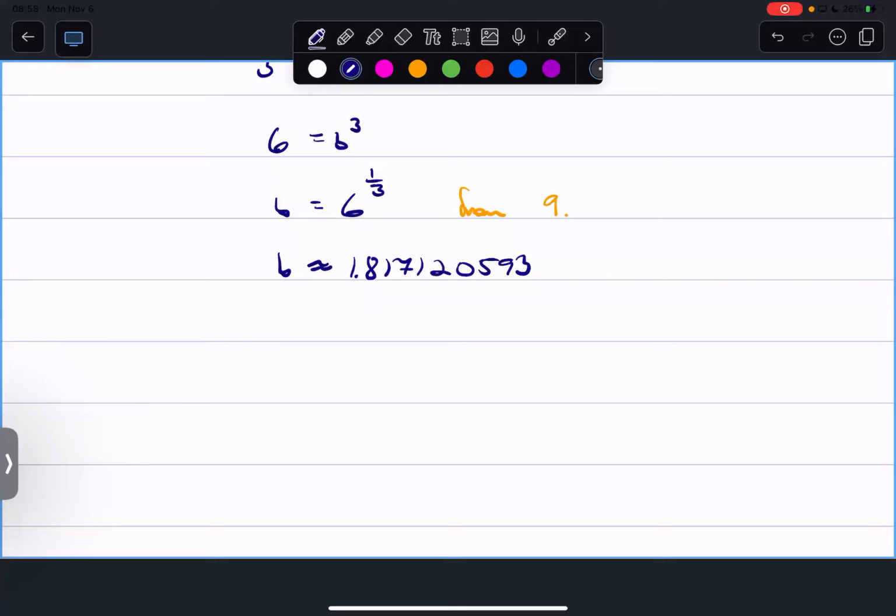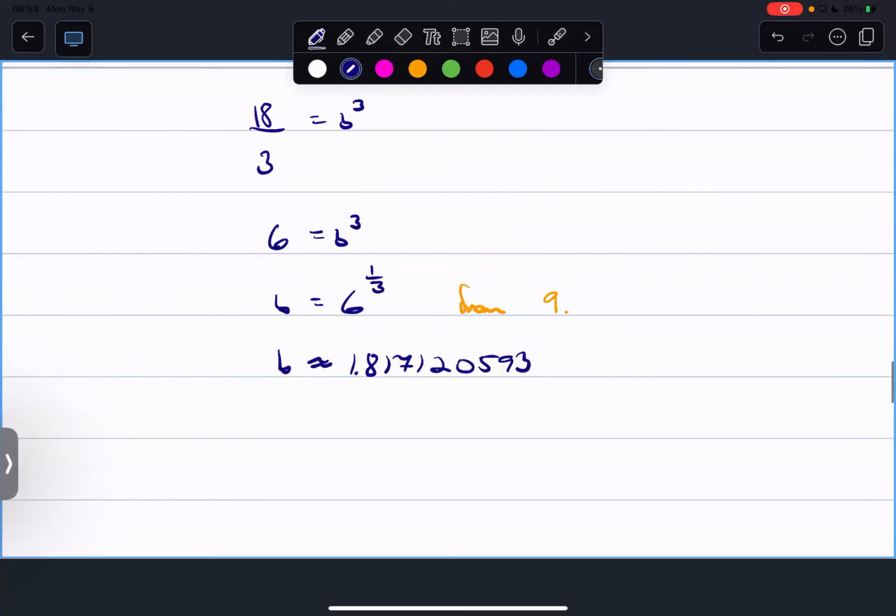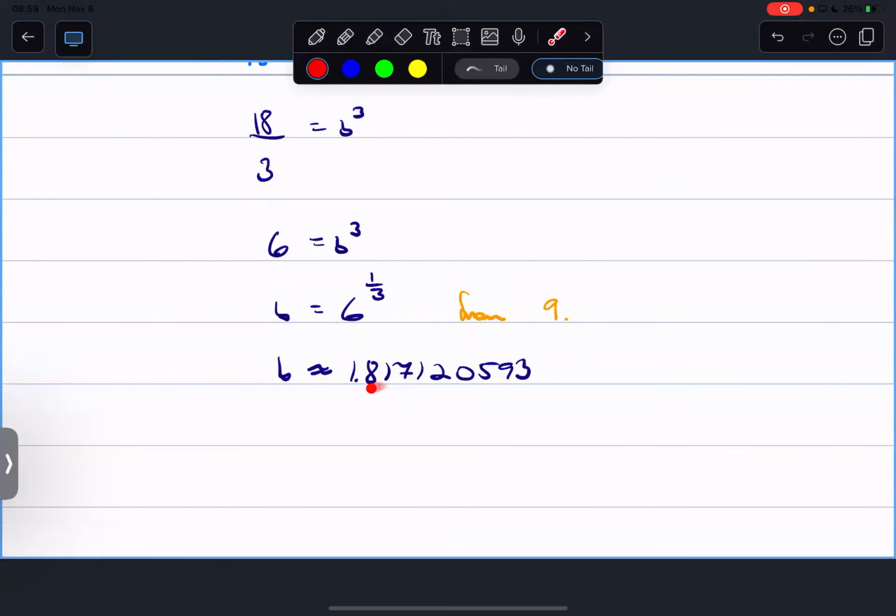We're not asked to interpret this, right? But this is my 1 plus r, right? Which means that my rate, it's increasing at 81.7% per t, right? Whatever t is.